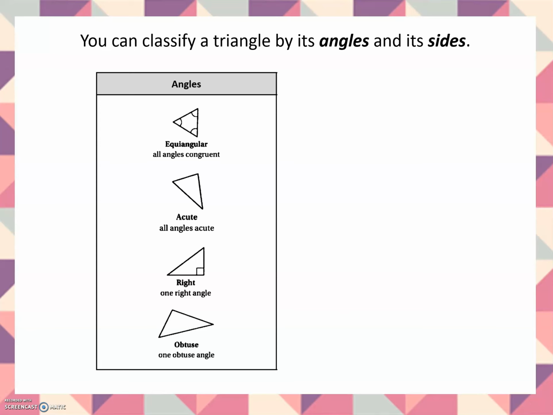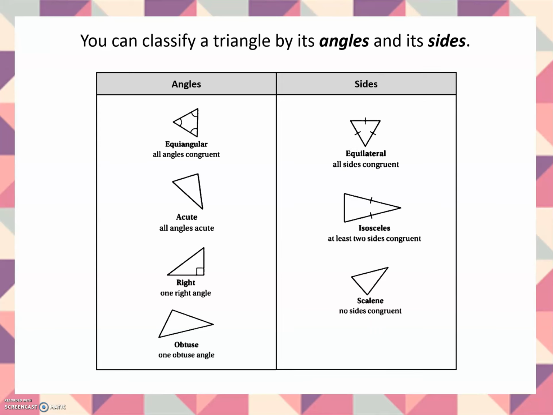All right? And then you're going to have a name for the triangles based on the sides. So in an equilateral triangle, all of the sides are congruent, and that's indicated by the tick marks. An isosceles triangle has at least two sides congruent, and in a scalene triangle, none of the sides are congruent. There's nothing to indicate that here.